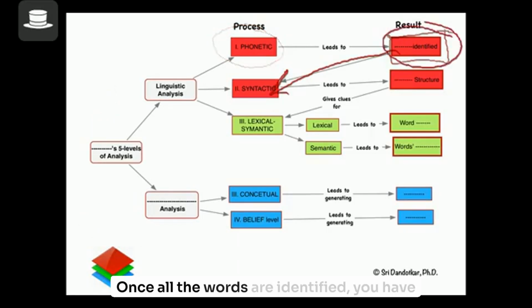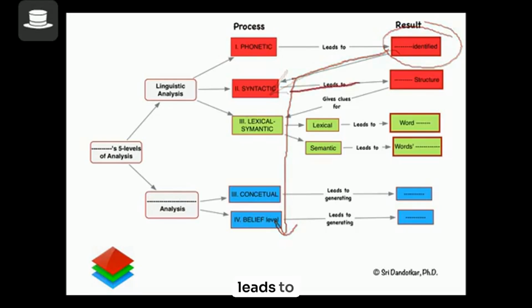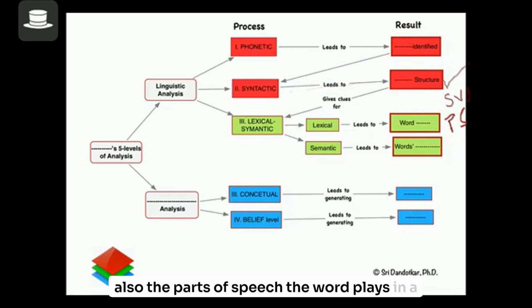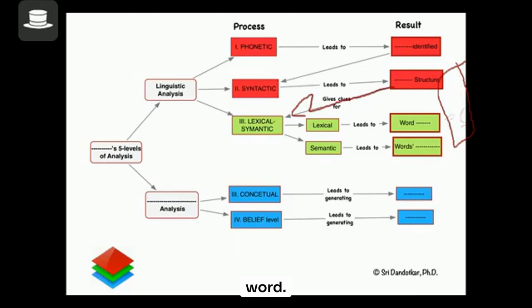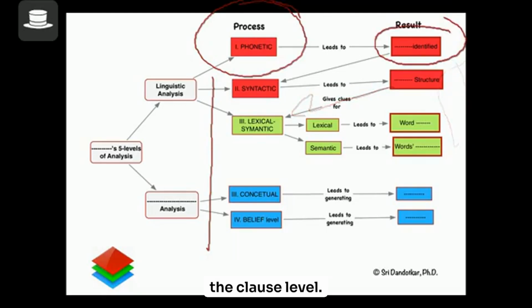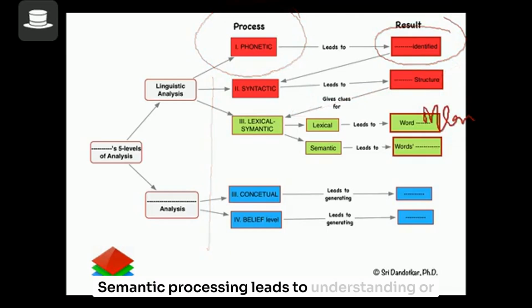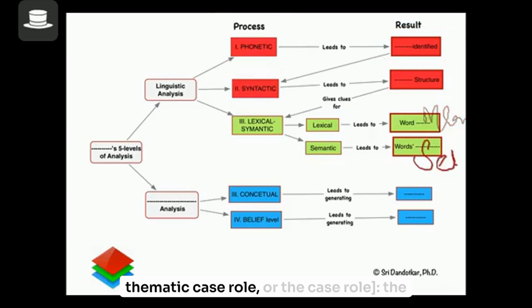Once all the words are identified, you have other processes kicking in. The first one is syntactic processing, which leads to creating a phrasal structure, subject, verb, object, nature of the words, and also the part of speech the word plays in a given sentence. This syntactic structure will give clues to the lexical and semantic aspects of each word. Remember, all these things are happening at the clause level. Lexical semantic leads to knowing the word's lexical meaning. Semantic processing leads to understanding or activating the word's semantic case role, the thematic case roles: the actor, action, recipient, location, and time.